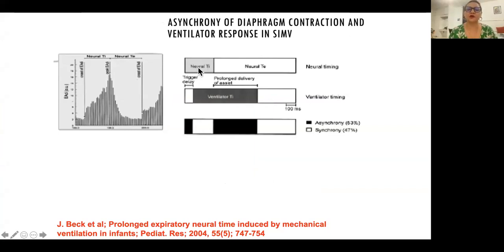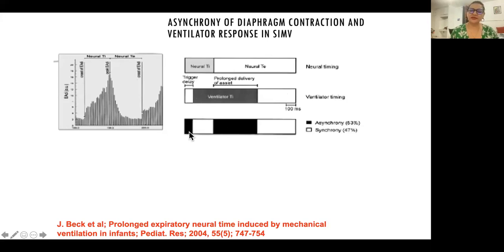So here the neural inspiration has been triggered by the diaphragm contraction, and this is the neural expiration. But there is a trigger delay from when the diaphragm has started to contract to when the baby is giving the trigger and the ventilator is receiving it. So there is a delay here. And then during the neural expiration, the baby's neural activity has stopped and expiration has started, but the ventilator is still continuing to give the inspiration, and then the expiration starts.